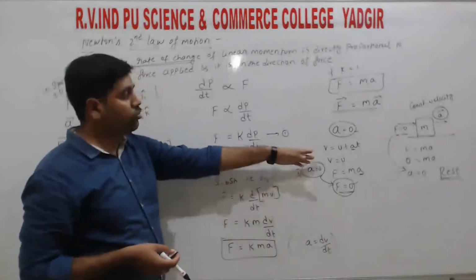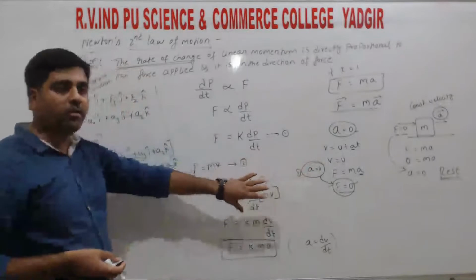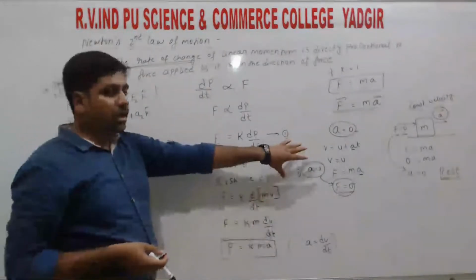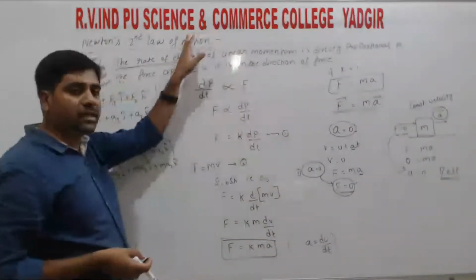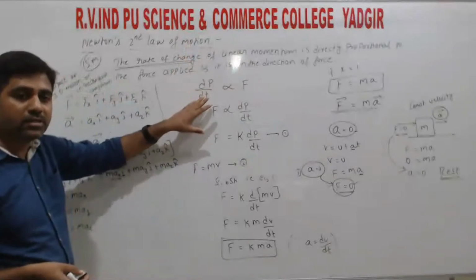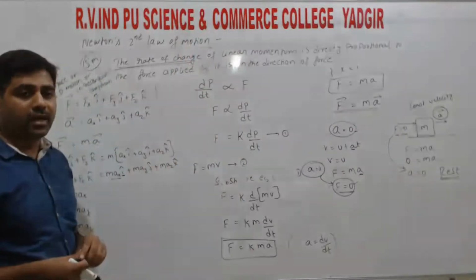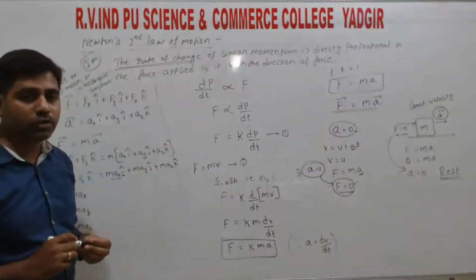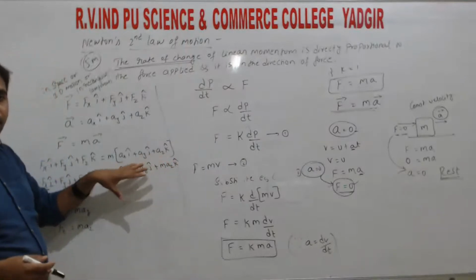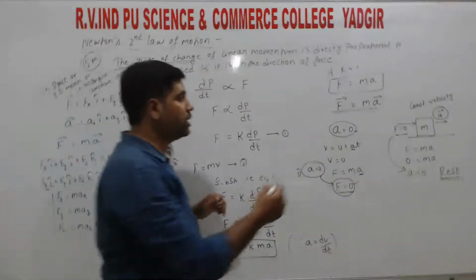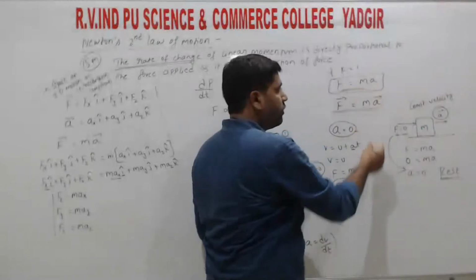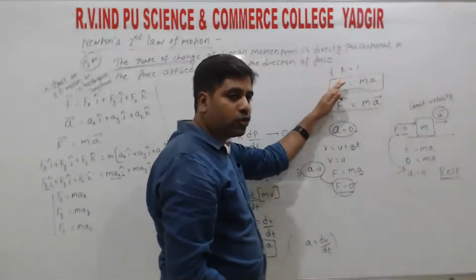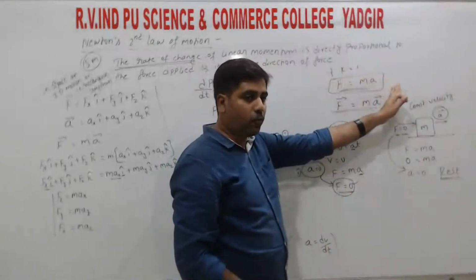We also call the second law the universal law, because we can define Newton's first law by using the second law, and also we can define Newton's third law by using the second law, right? Hence Newton's second law of motion we call the universal law of motion. By using this relation we can define the first law of motion and also the third law of motion, right?